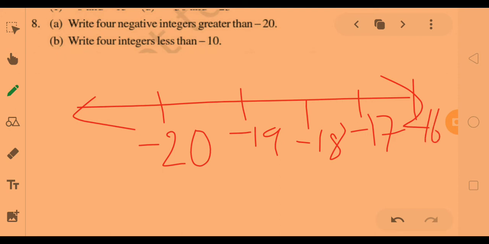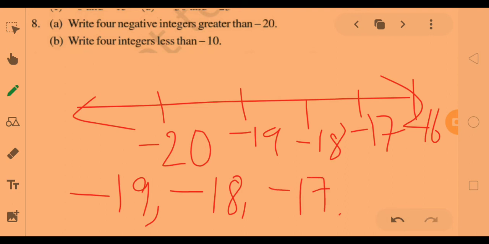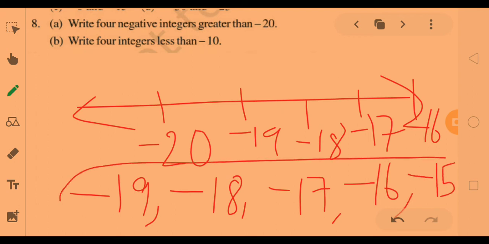Which are all the integers occurring to the right side of -20? All those integers are greater than -20. So we can write -19, -18, -17, -16, -15. All these integers are occurring to the right side. Since they are occurring to the right side, these integers -19, -18, -17, -16, -15 are all greater than -20.